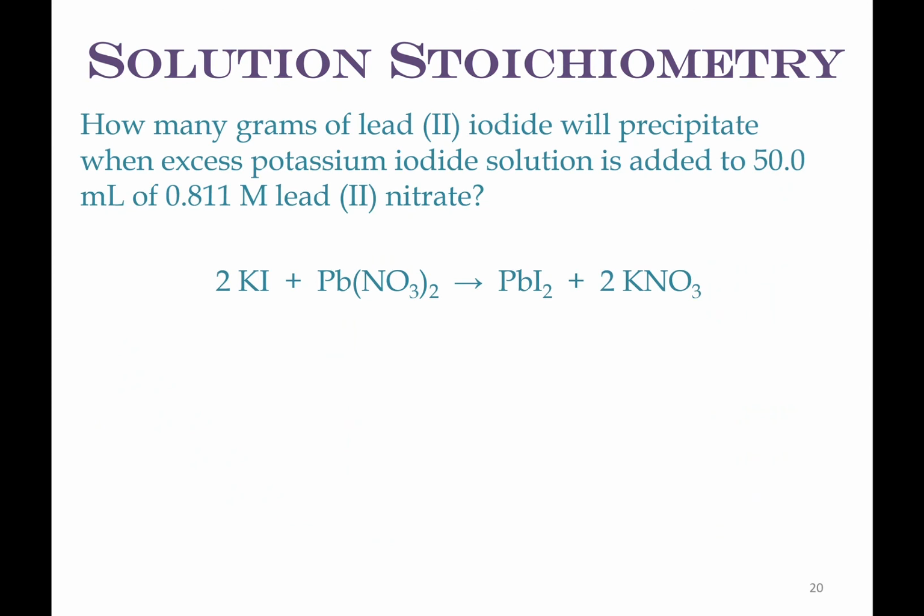So how many grams of lead 2 iodide will precipitate when excess potassium iodide solution is added to 50 milliliters of 0.811 molar lead 2 nitrate? This is so similar to what you were doing before. You were doing this all along, but you were given grams before.